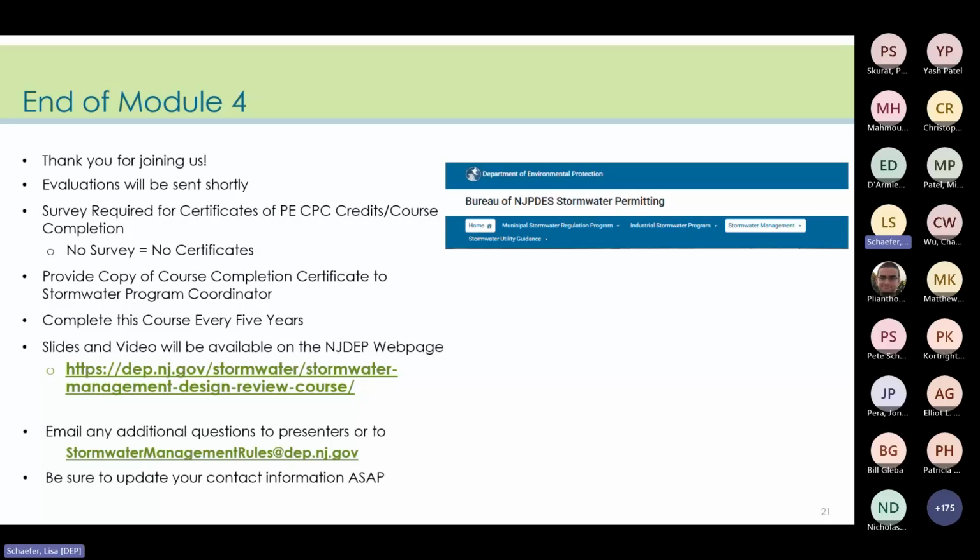Likewise, if you're a professionally licensed engineer and you wish to receive a certificate issuing CPC credits, completion of the survey is a prerequisite to us issuing you any credits. We will send out the certificates after we receive your course evaluation. We'll use your registration email for this mailing, so if your address changes, please notify us. And please use this email address.